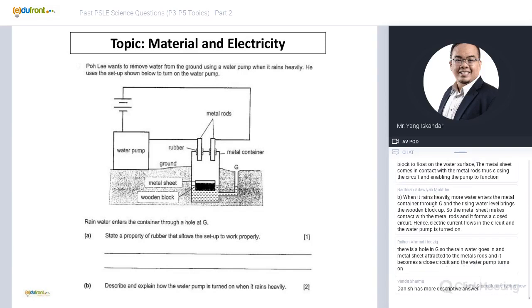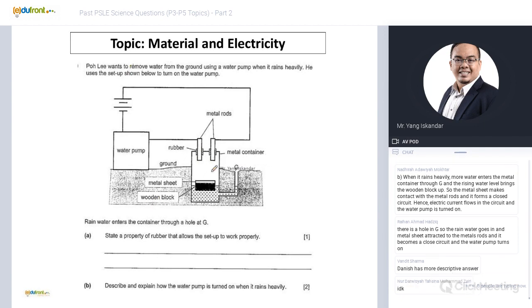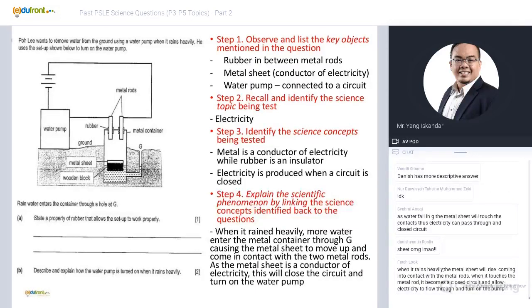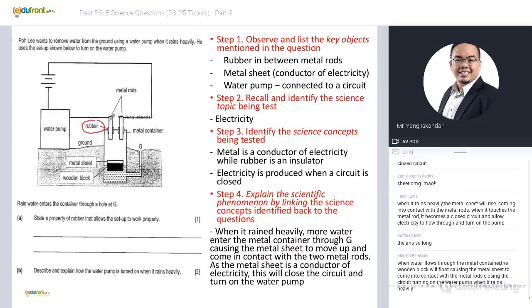Okay, let's analyze the question. Let me help you to analyze. First thing you need to observe is the key objects. When you see any experiment question, you need to open your eyes very big and observe all the key objects. Number one, rubber. We know rubber is an insulator of electricity. So you see here, at this point in time, this is an open circuit.